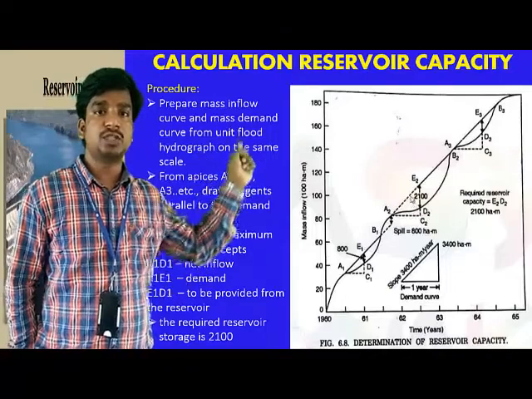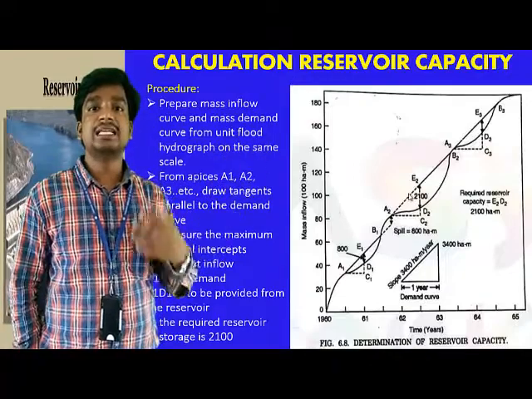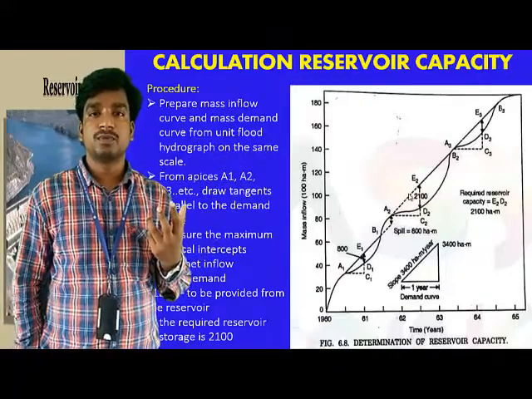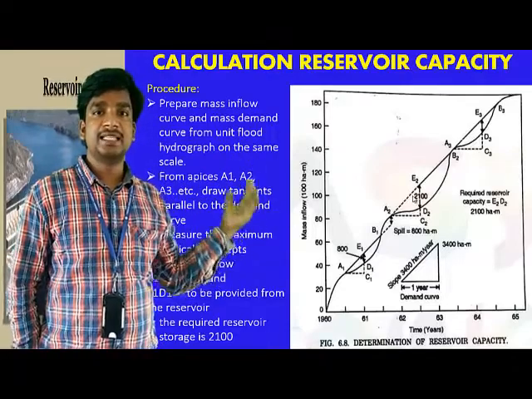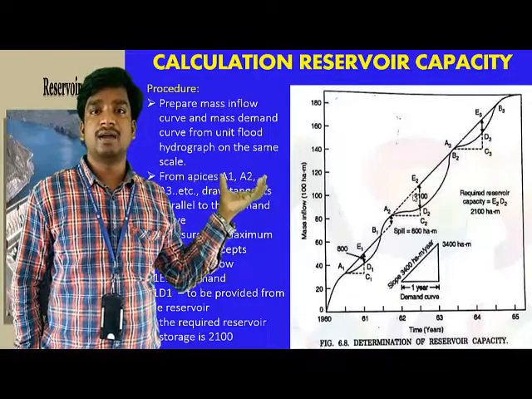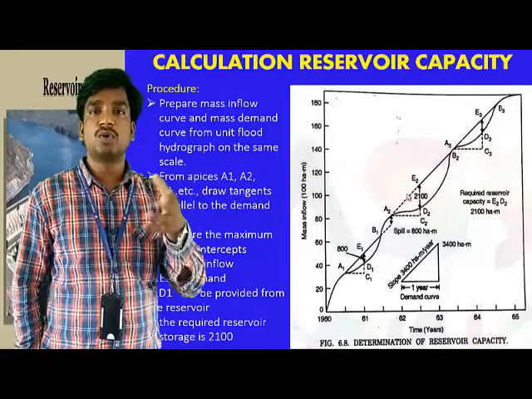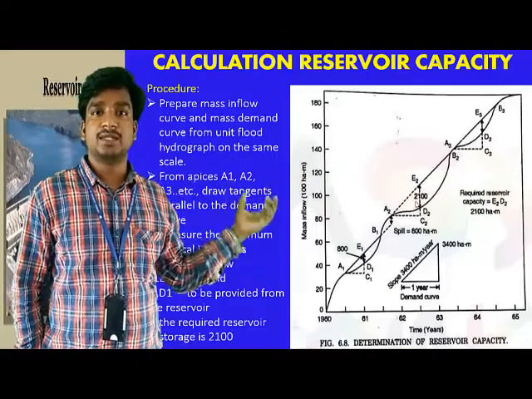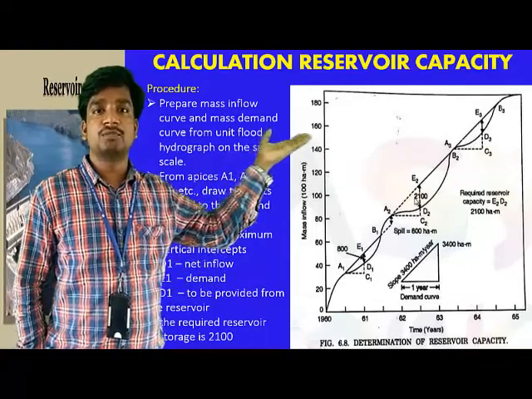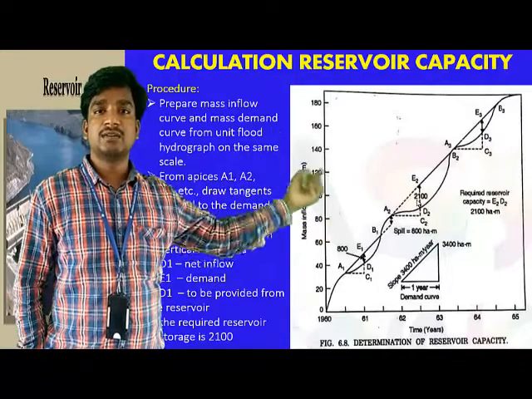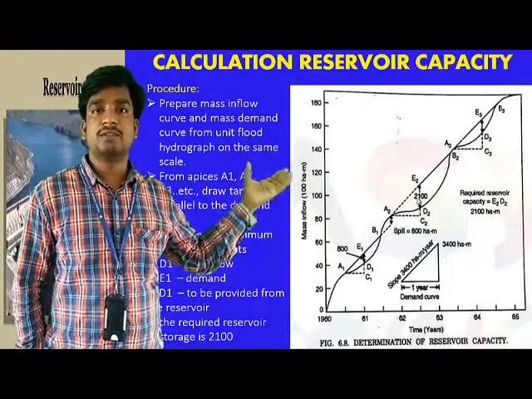Whatever curve we are seeing in this direction indicates the mass inflow curve, whereas the bottom one, the triangle, indicates the demand of water. There is a constant demand of 3,400 hectometers per year. With respect to the inflow values of the mass inflow curve and the demand, we have to calculate whether we are meeting the demand or not.